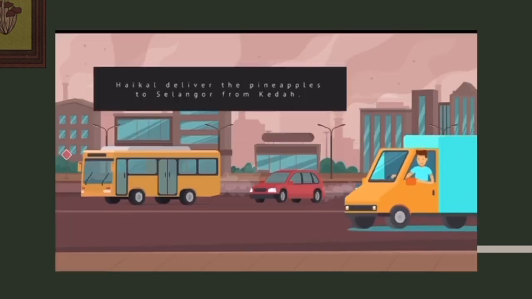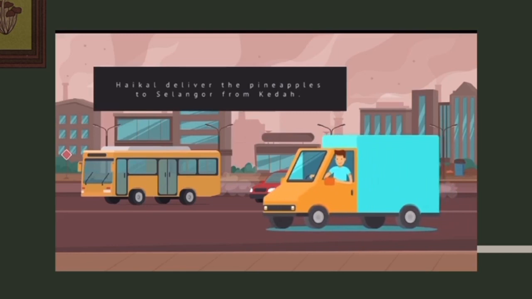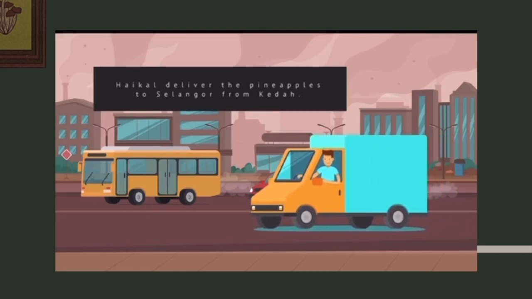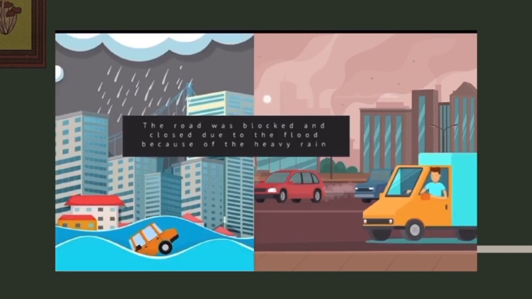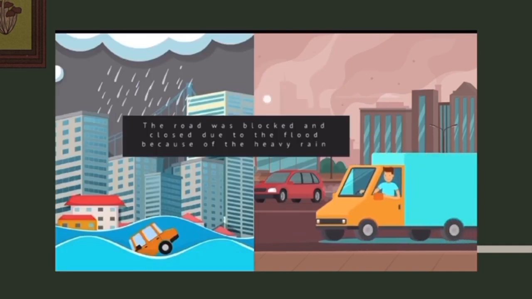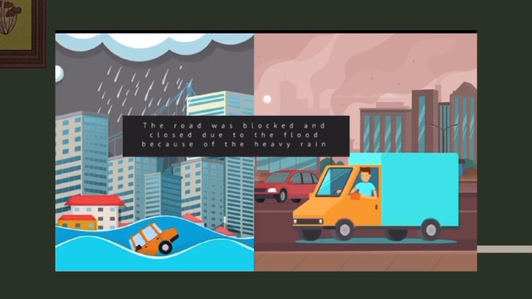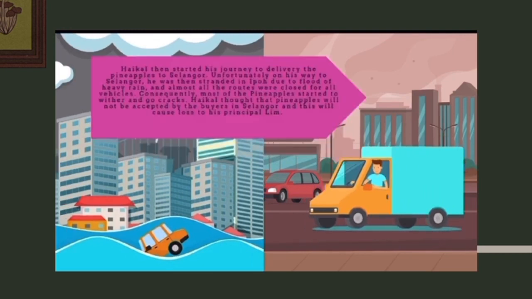Haikal delivers the pineapples to Selangor from Kedah. The road was blocked and closed due to the flood because of the heavy rain. Haikal started his journey to deliver the pineapples to Selangor. Unfortunately, on his way to Selangor, he was trapped in Ipoh due to the flood from heavy rain, and almost all the roads were closed for all vehicles.